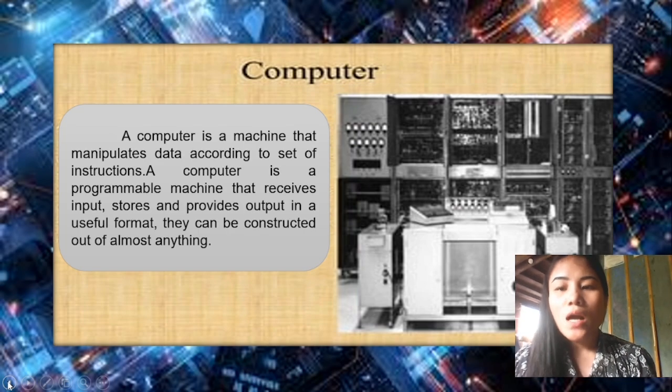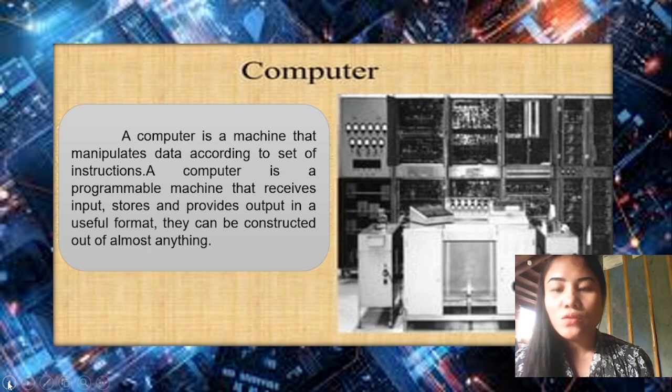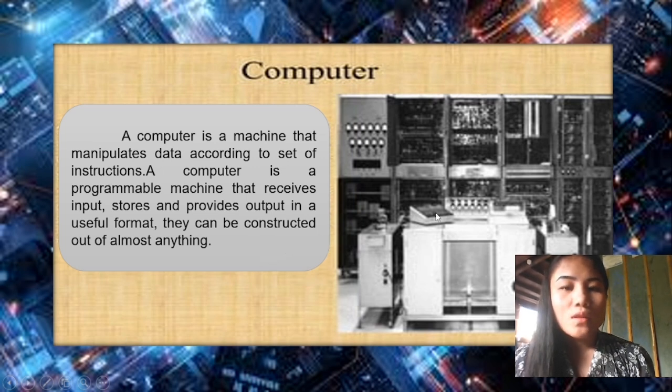Computer. A computer is a machine that manipulates data according to a set of instructions. A computer is a programmable machine that receives input, stores, and provides output in a useful format. They can be constructed out of almost anything. These are examples of computers in the image on the right side.